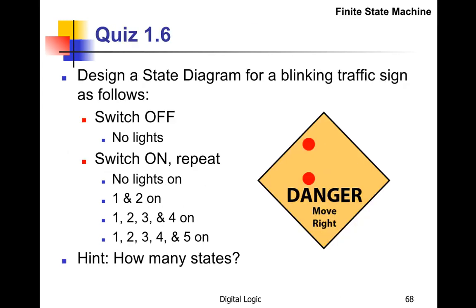So this is a little quiz for you, where we want to design a state diagram for this blinking sign. The way it works is when the switch is off, there are no lights. When the switch is on, it starts out with no lights, and then goes to 1 and 2 on, then 1, 2, 3, and 4 on, and finally 5 on. And a little hint for you: how many states have you got? I'll stop here at this point. I guess there's going to be one more lecture on digital logic.